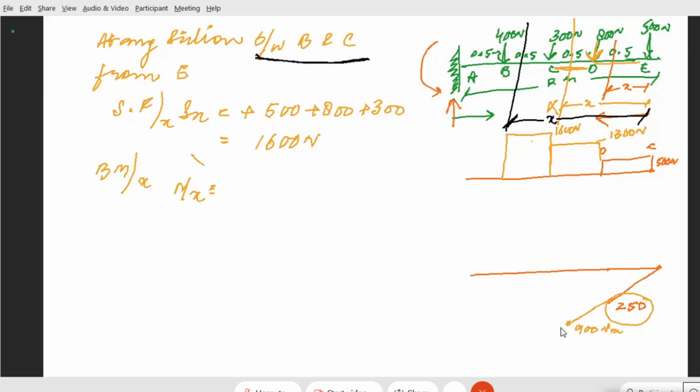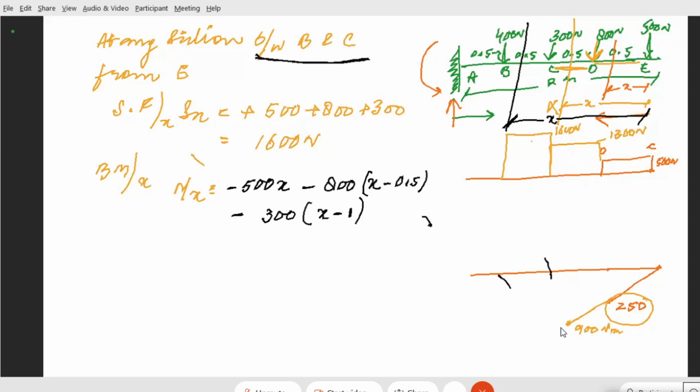Now here we will have an equation between B and C, and that equation will firstly be 500 into x, because it is at a distance of x. Now 800, but the distance is how much? It is simply x minus 0.5. We are leaving the distance which is beyond the point D. And then we have one more load, that is 300, and the distance will be x minus 1.